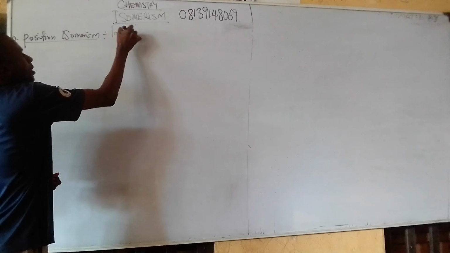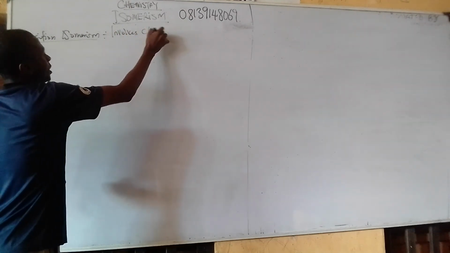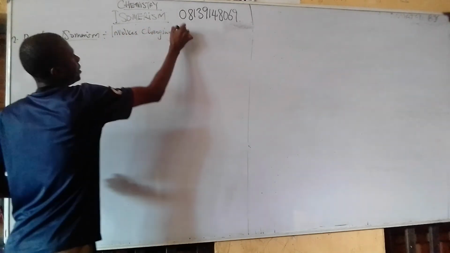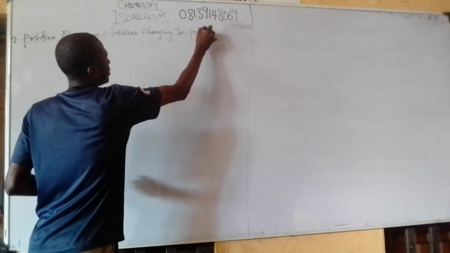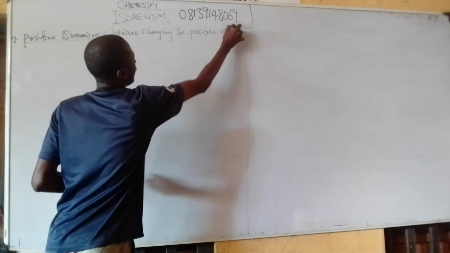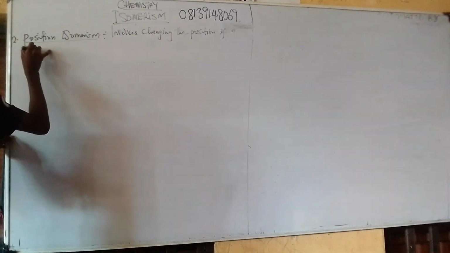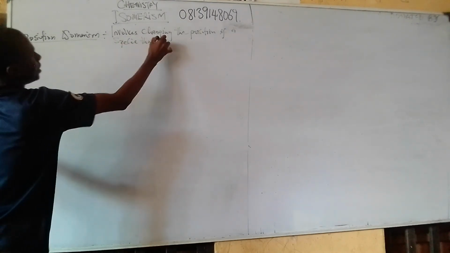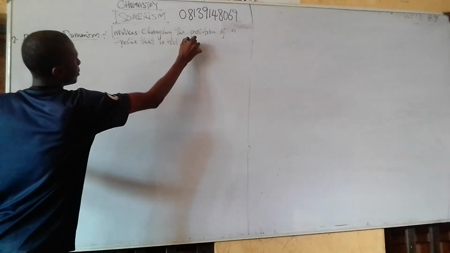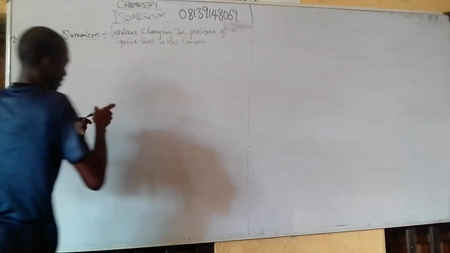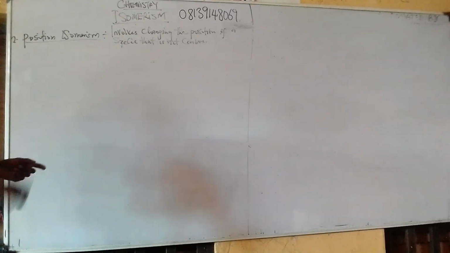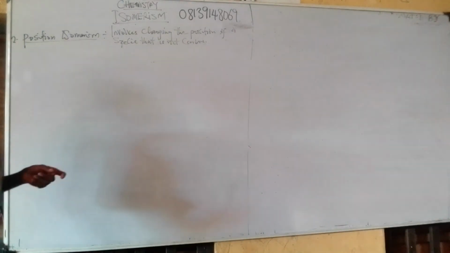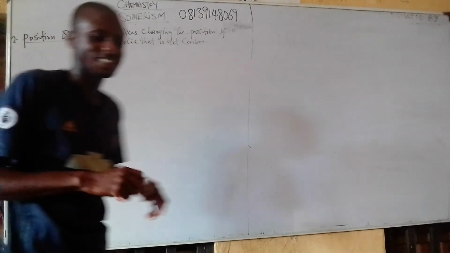Position isomerism involves changing the position of a species that is not carbon. Changing the position of a species that is not carbon.